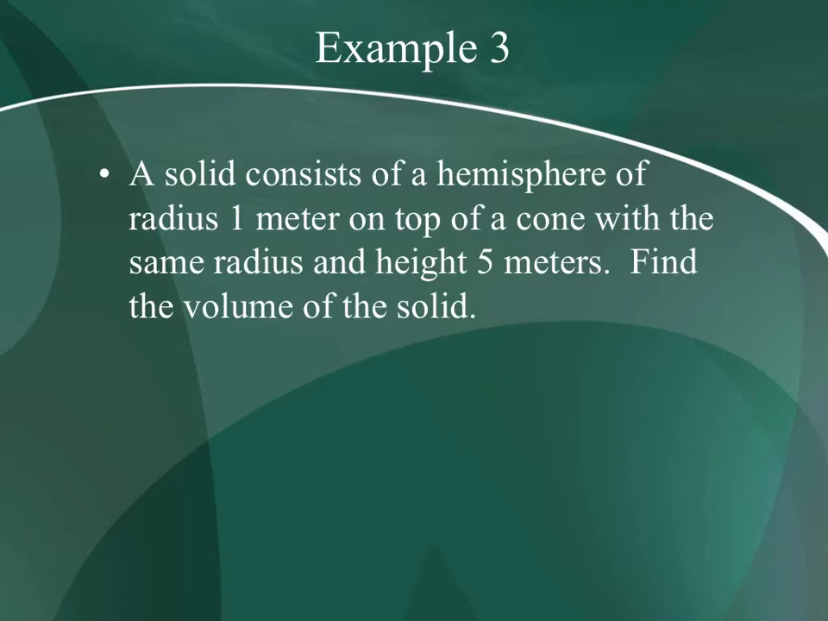Okay, last one. A solid consists of a hemisphere of radius 1 meter on top of a cone with the same radius and a height of 5 meters. Find the volume of the solid. So it kind of would look like an ice cream cone. A hemisphere is half of a sphere, right? So it's like the ice cream scoop on top, and then the bottom's the cone. So what it's giving you is that the radius is 1 and the height is 5.